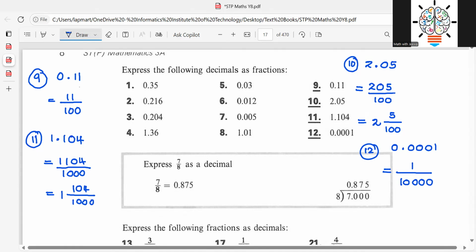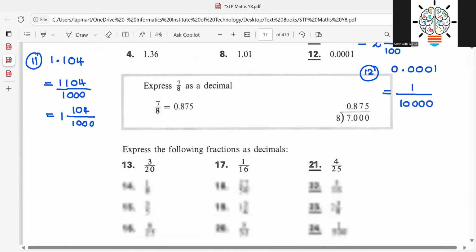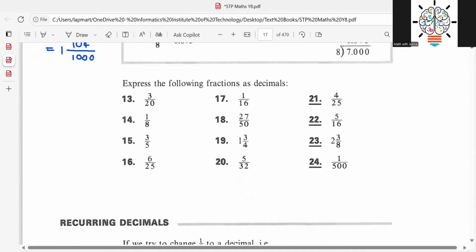So then we'll double check whether we have done them correctly. 205, 2, 5 over 100, 1104, 1, 104 over 1000. Yeah, correct. So then we will move to the next one, where you want to write them as decimals, right? So then you want to do the workings, right?